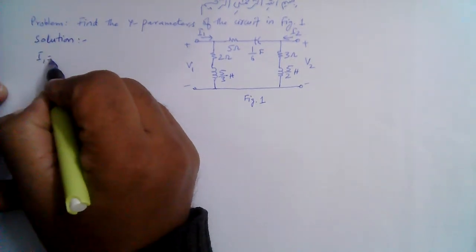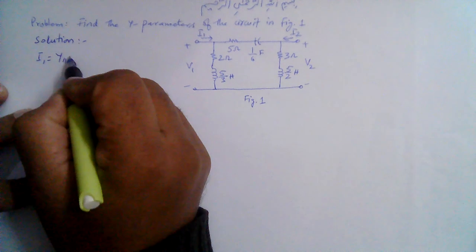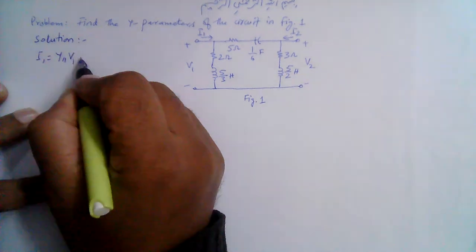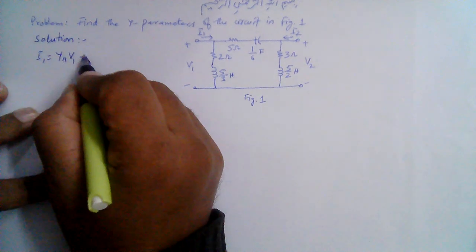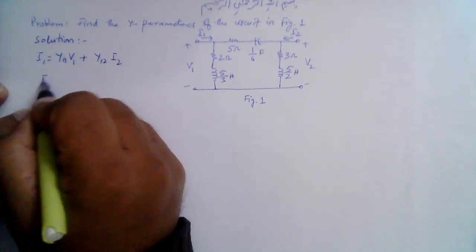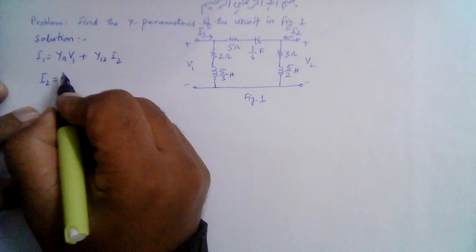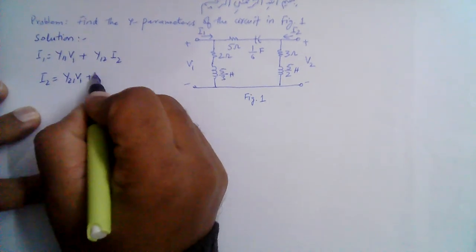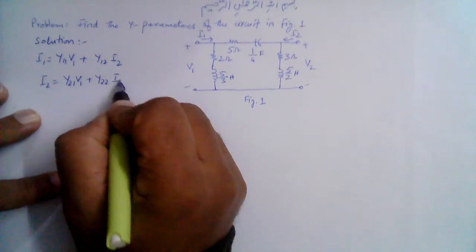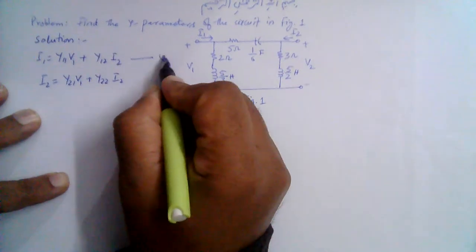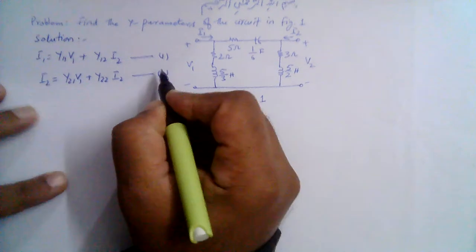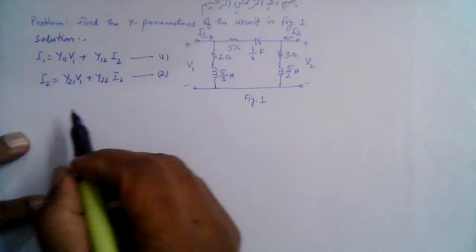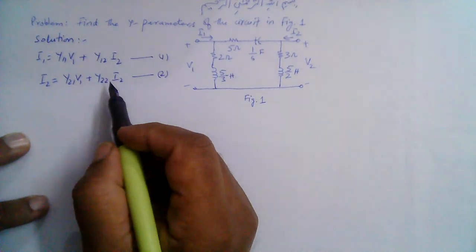I1 is equal to Y11 V1 plus Y12 V2, and I2 is equal to Y21 V1 plus Y22 V2. Let me call this equation 1, and this equation 2. These are the equations that describe the Y parameters, the admittance parameters.